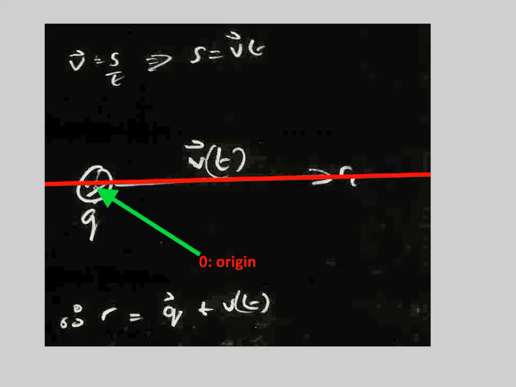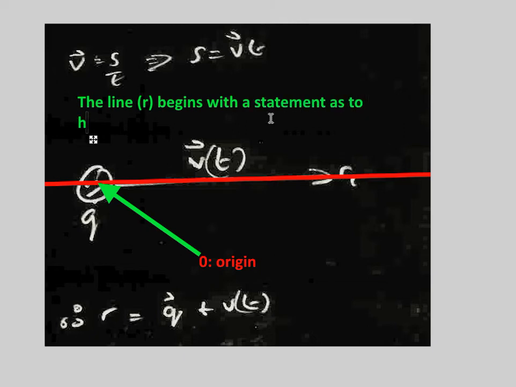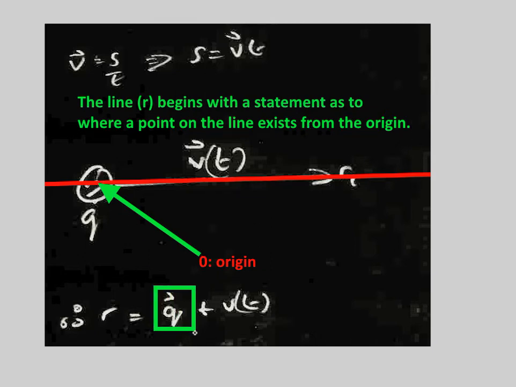So let's say we want to get to the origin to the point Q. So that's how we start off. I'm going to say the line R, that's what the line is, begins with a statement as to where a point on the line exists from the origin. That's what we're saying, from the origin. So therefore, from the origin, we go to this point Q, and that's what this here represents.